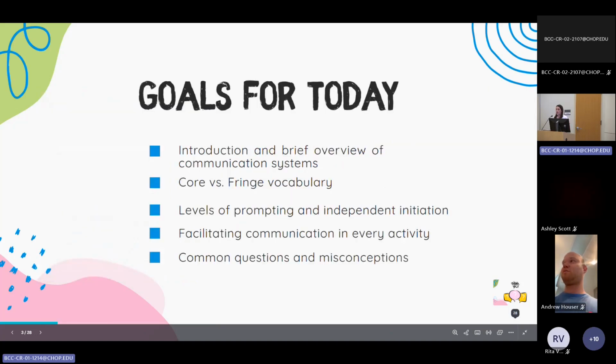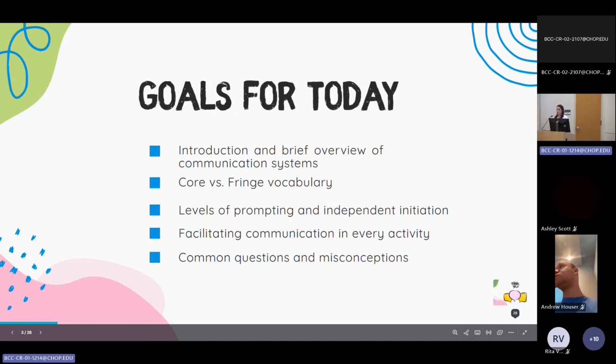So for today, my goals are just to have a brief introduction of communication systems. I like to do this because I like families to understand why their device was specifically chosen for their child. There are many, many communication systems out there, some geared towards adults, some towards children. I think it's important to understand at least the underpinnings of the device so families can know why that program was potentially selected for their child. Same thing with core and fringe vocabulary. That's what a lot of the devices, especially for kids, are based on.